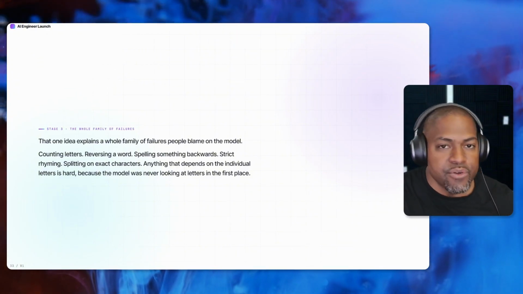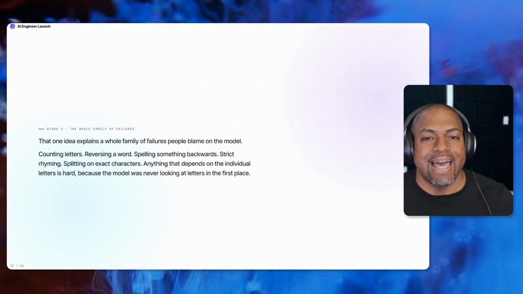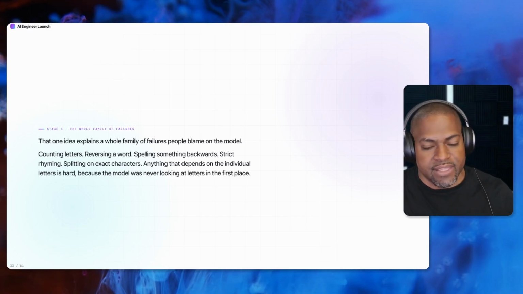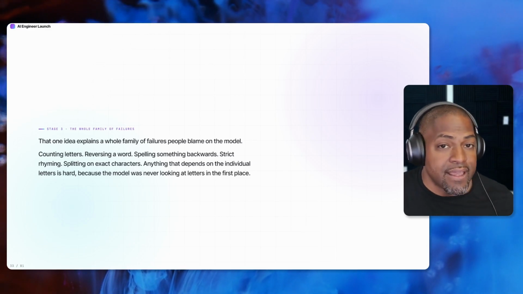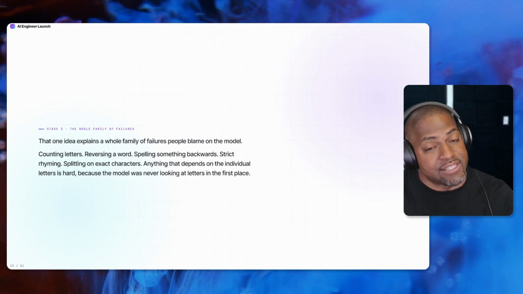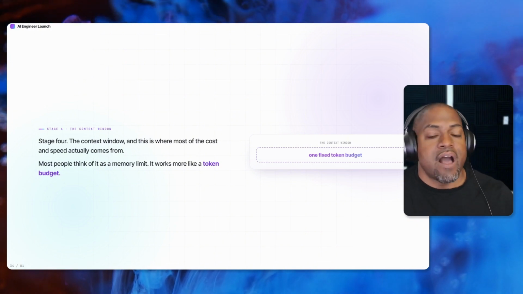Now, when you start counting letters, reversing a word, spelling backwards, strict rhyming, or splitting on exact characters, that's where you see things vary. Anything that depends on individual letters is hard. The model was never looking at letters, at least the way it's designed at the moment. So now let's look at stage 4 of this, the context window.